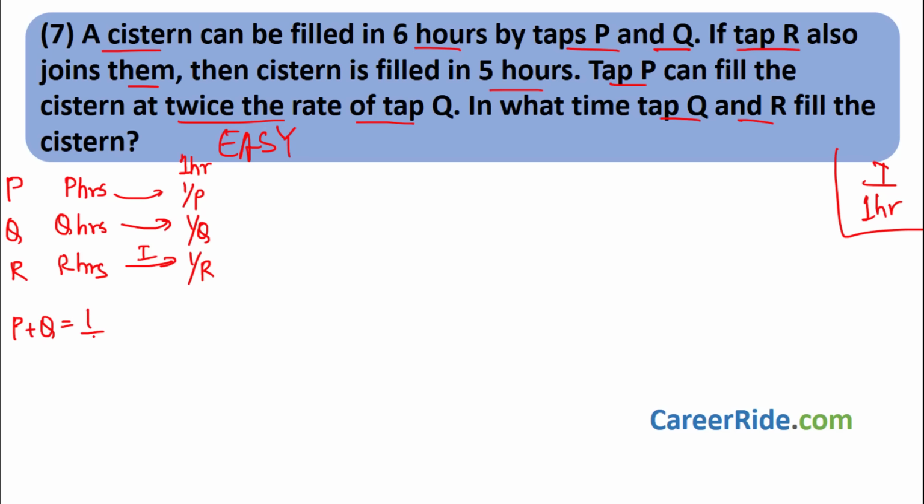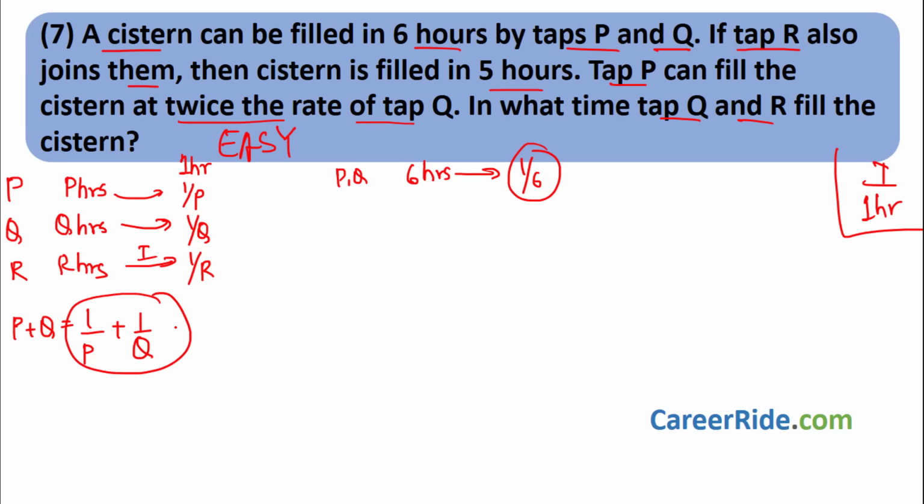That is work done by P in 1 hour plus work done by Q in 1 hour, right? This is nothing but 1 by P plus 1 by Q. Now, they have given that P and Q together fill the entire tank in 6 hours. So in 1 hour, P and Q together fill how much of the tank? Simply invert, that is 1 by 6. But we already know that when P and Q are working, in 1 hour they do 1 by P plus 1 by Q amount of work. So 1 by P plus 1 by Q is nothing but 1 by 6. Right? So this is our first equation.